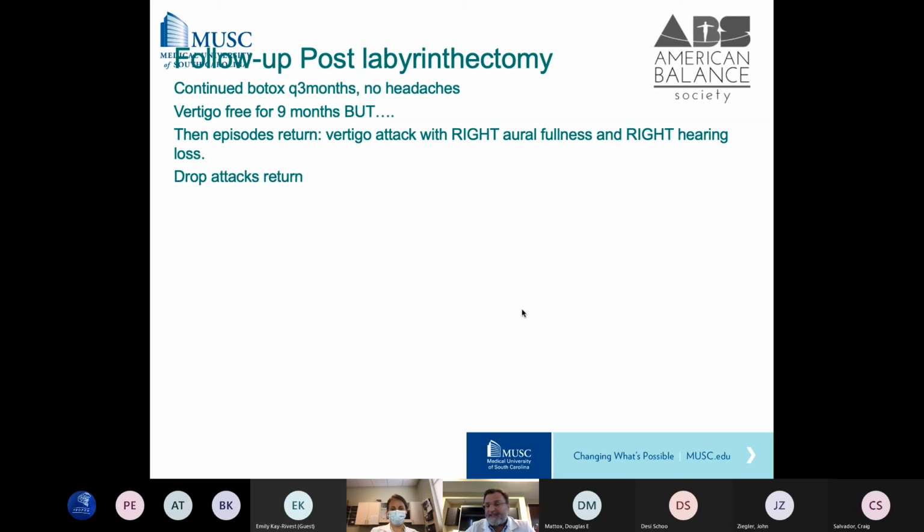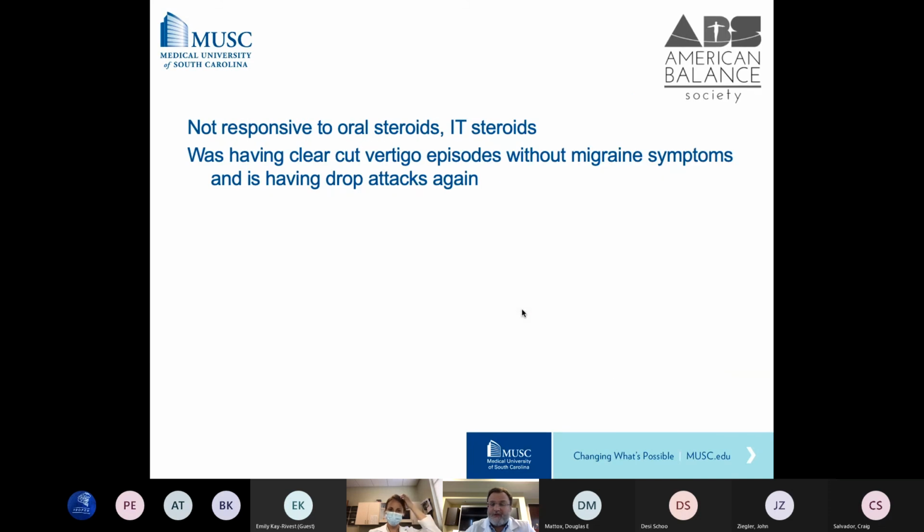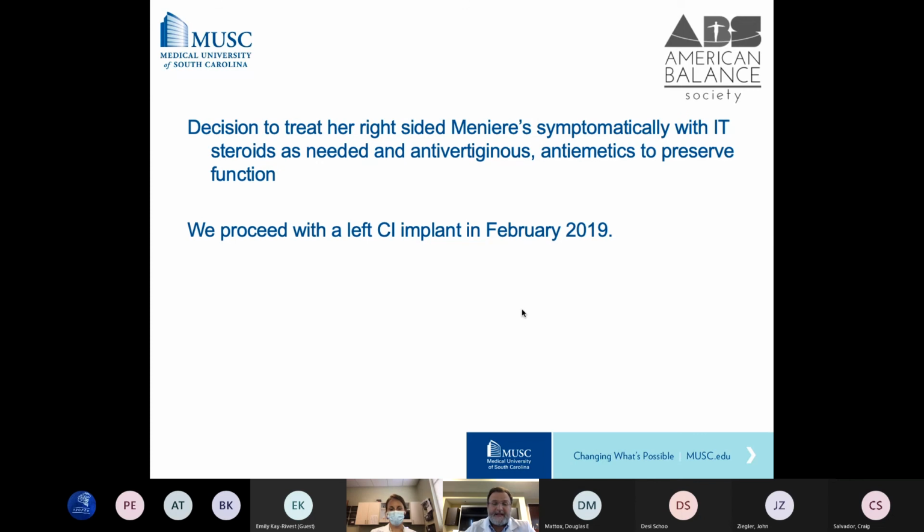Then the episodes returned, but this time on the right. We had counseled her extensively about the risk of a right-sided Meniere's, and then she finally developed it. She had a drop attack, and her hearing started going down on the right side. She was not responsive to oral steroids or IT steroids, was having clear-cut vertigo episodes without migraine symptoms, and drop attacks. We avoided gentamicin in her case, but knowing where her hearing was going on the right side, we decided to proceed with the left CI to get her some hearing from the ear that had the labyrinthectomy, in preparation for the right side dropping completely.